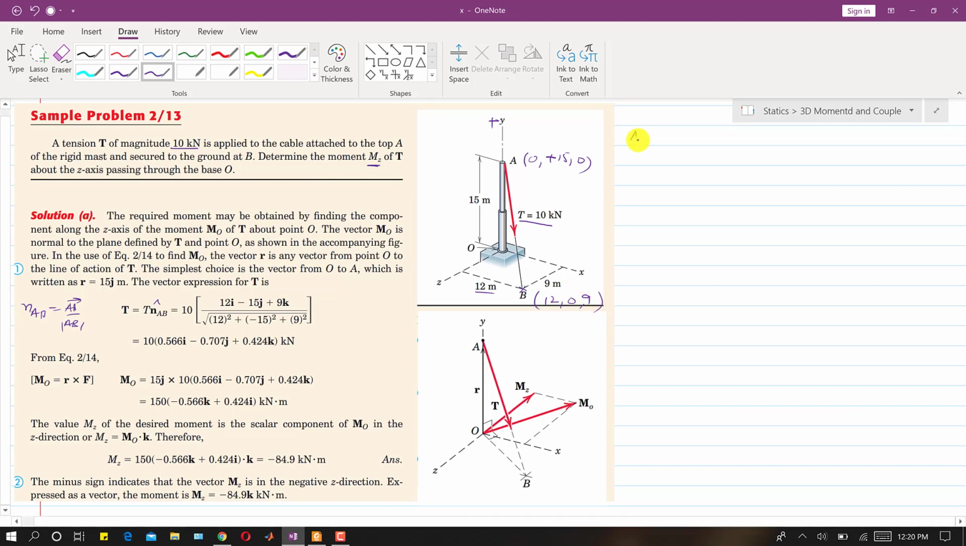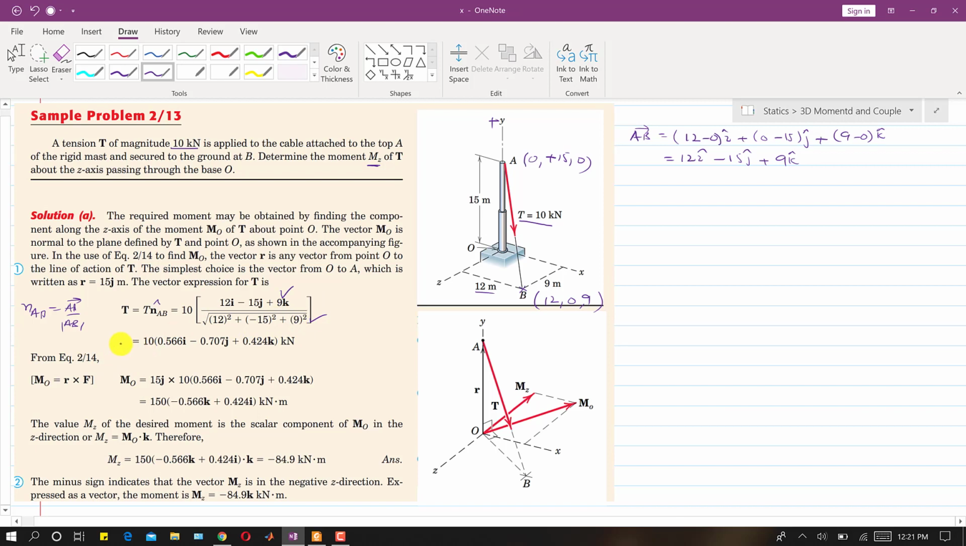Now what will be that AB vector? AB vector will be equal to 12 minus 0 I, plus 0 minus 15 J, plus 9 minus 0 K. Again, this is 12I minus 15J plus 9K. This is the vector that is already written here in the solved sample problem. And what will be the magnitude of this? The magnitude is the square root of 12 squared plus minus 15 squared plus 9 squared.